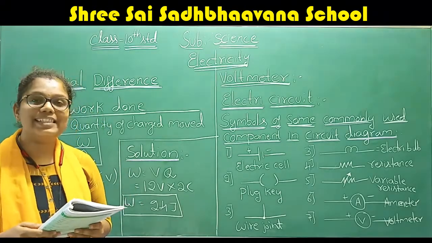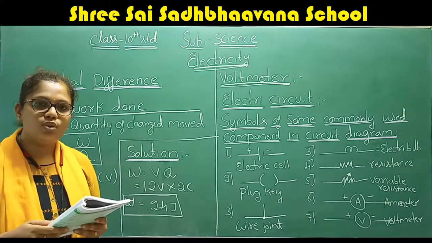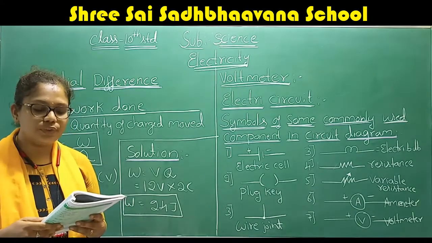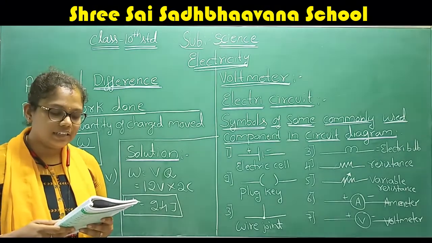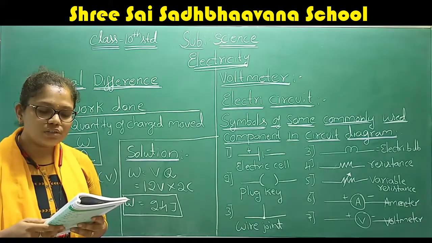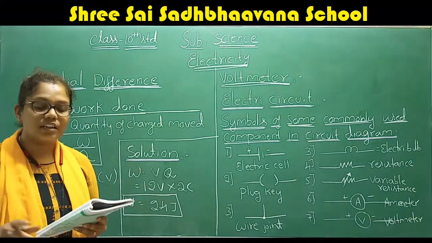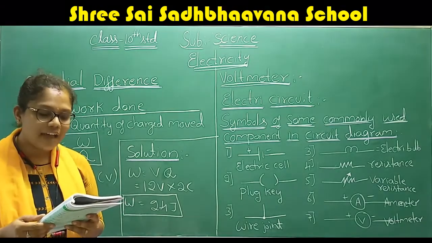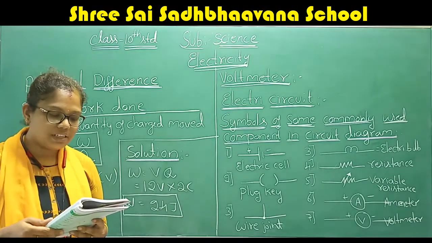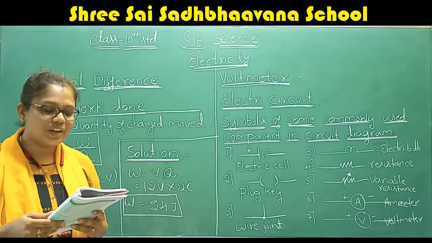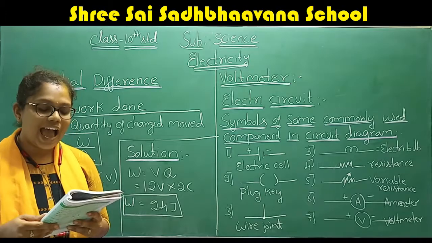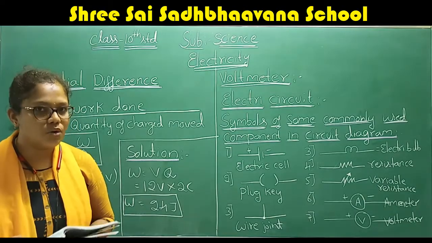How much work is done in moving a charge of 2C across 2 points having a potential difference of 12 volt? One more time, I will read the question. How much work is done in moving a charge of 2C across 2 points having a potential difference of 12 volt?